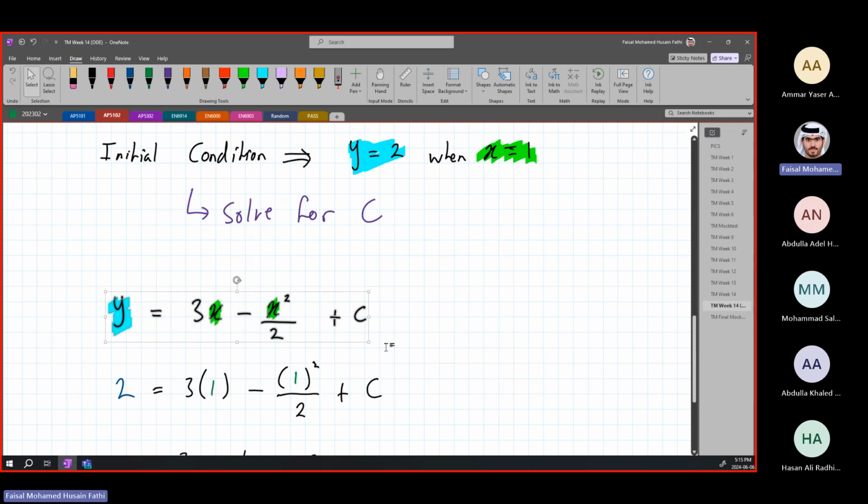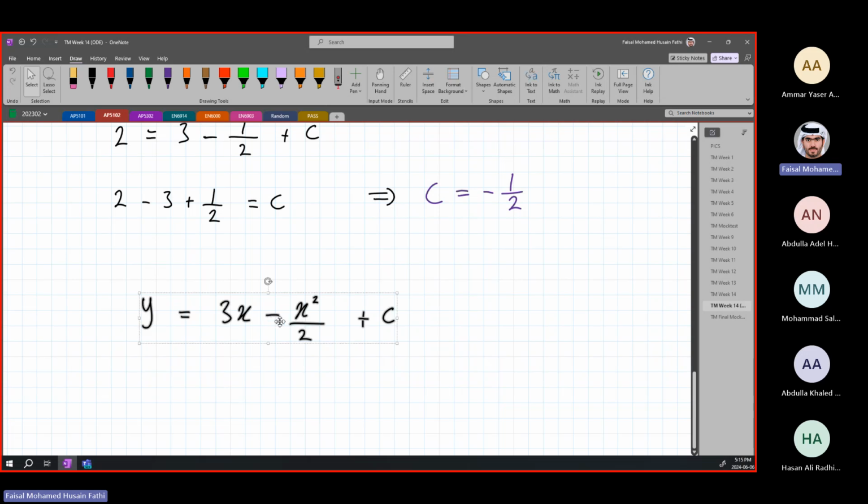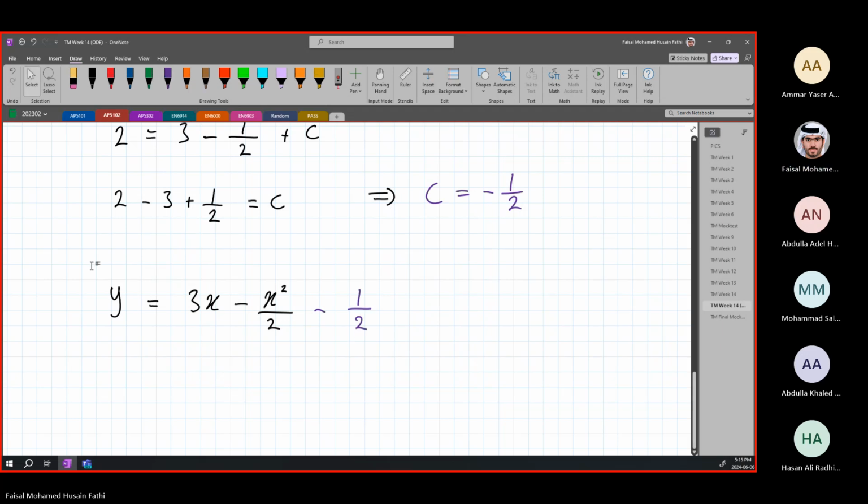Which is this equation. Let me put it back here. All right. So you're going to be plugging in your C value back into this original equation over here. And that will be your actual final answer in the case when initial values are given. So this is going to be minus half. Okay? This is the whole idea.